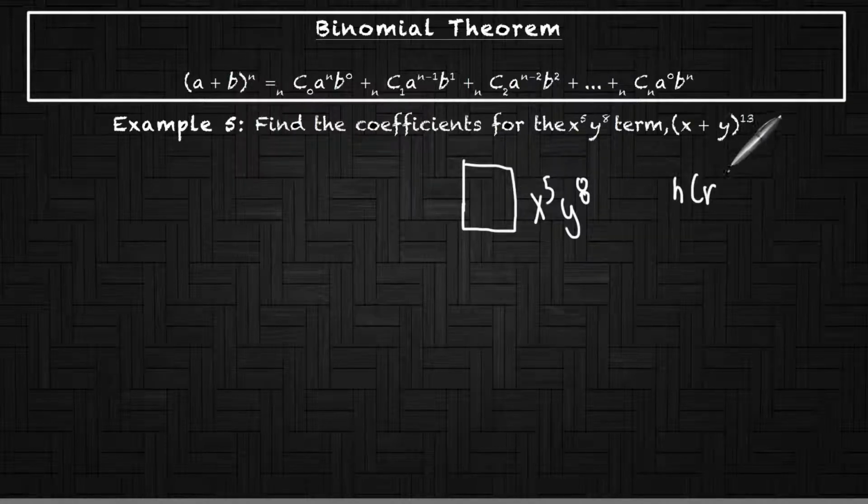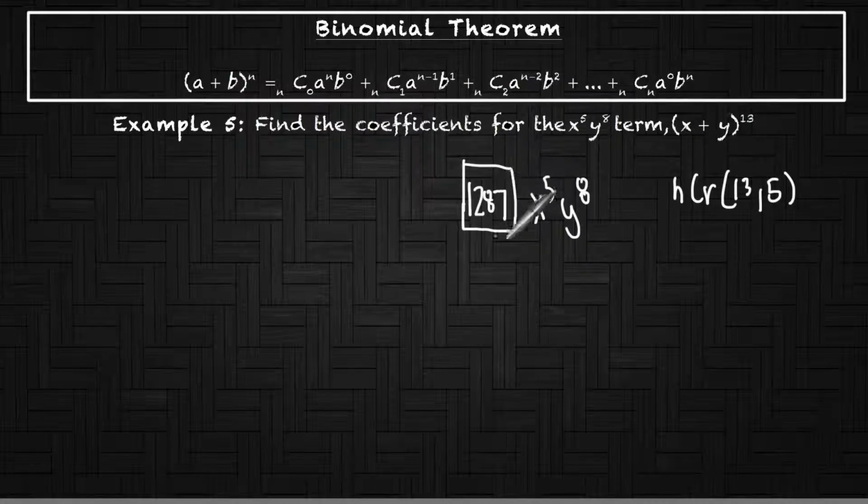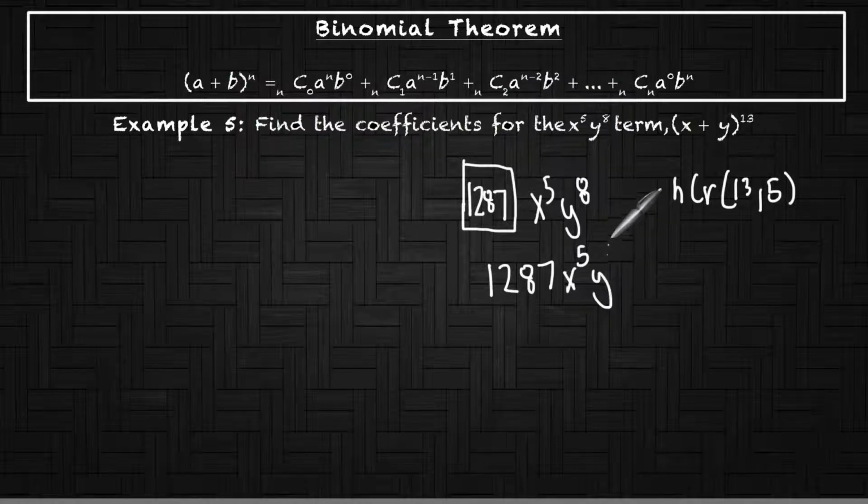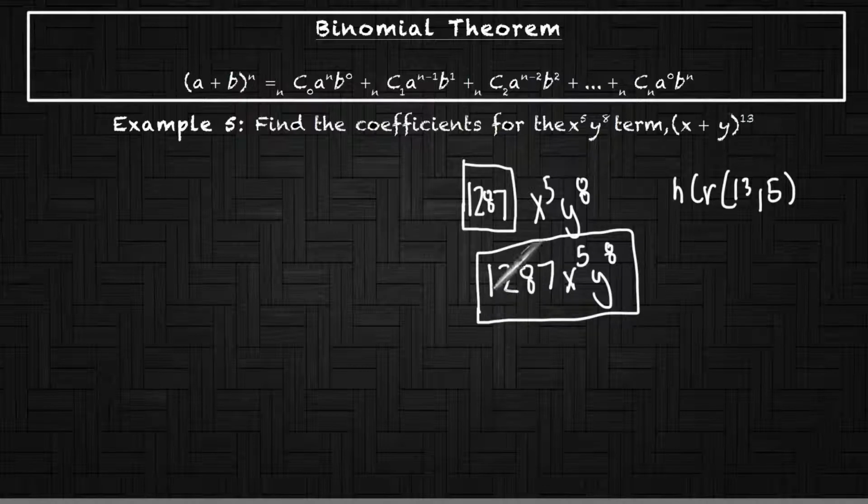and once again, that's going to be your nCr, 13, comma, either 5 or 8, it doesn't matter. So we'll do 5. And when you type that in your calculator, you will get 1287. So your final answer is going to be 1287, x to the 5th, y to the 8th. Pretty simple problem.